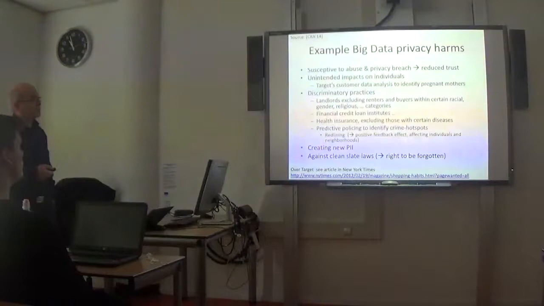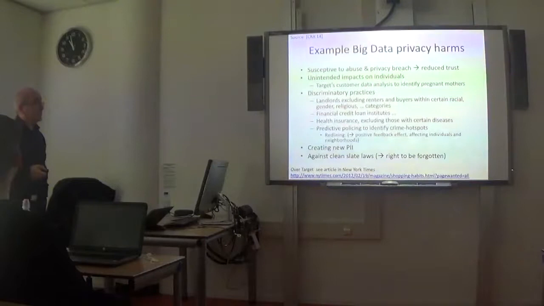And discriminatory practices. There are many examples that landlords, for example, don't rent their houses to people from a specific background. Some people didn't get financial credit. Health insurers had some misconduct based on this. If someone was ill or too ill, then they treated them differently.